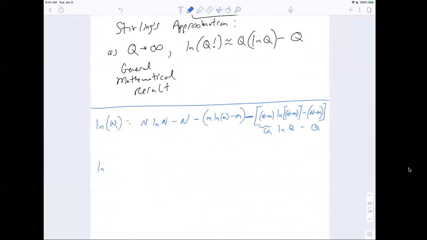So natural log W1 is equal to n natural log n minus m natural log little m. The minus minus gives me a plus m. And then in the last term, I have minus n minus m natural log n minus m. That's the first term. And then I'll have a minus minus, so that'll give me plus n. And then I have a minus, minus, minus m, I believe.